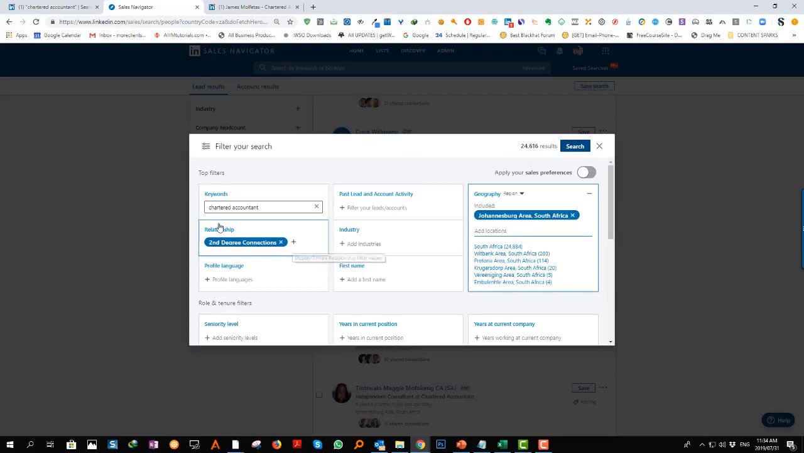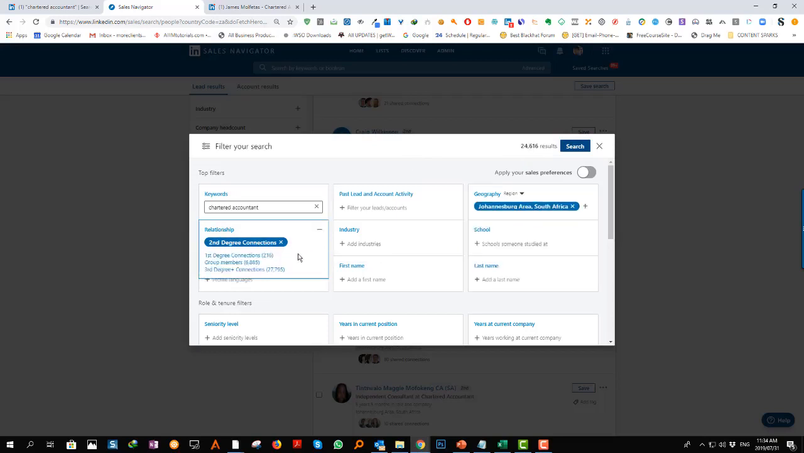Then, of course, we know the relationship status. If we click on that, again, remember, because we're looking at our network, it's first, second, and third degree connections and group members. Based on the criteria we've got here, because they're first degree connections, I already have 216 chartered accountants in my network. Of all the groups that I'm a member of, I have access to another 6,885, and then third degree plus connections.